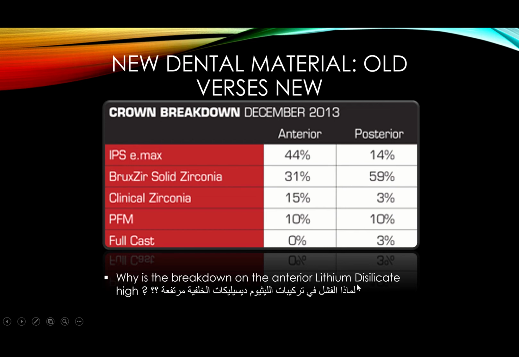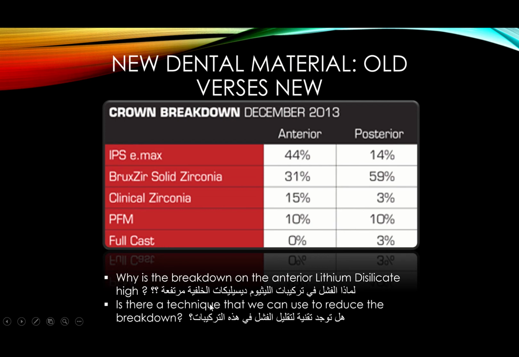Why is the breakdown on the anterior lithium disilicate high and the anterior clinical zirconia? We said that. Is there a technique that we can use to reduce the breakdown without losing the aesthetics? Because if you only put full zirconia or only full lithium disilicate, there's no characterization. Even if you use HT, high translucent, there's no characterization. If you want to obtain characterization, you go with staining, and staining is an outer layer, as you know, and doesn't give you the depth, the value of the layered. So what can you do?